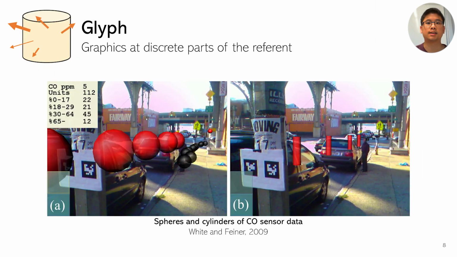Glyphs are graphical marks at one or more discrete parts of the referent. Their exact spatial position carries significance, depending on the use case. An obvious example is to show data values at specific parts of the referent, such as in SightLens by White and Feiner.